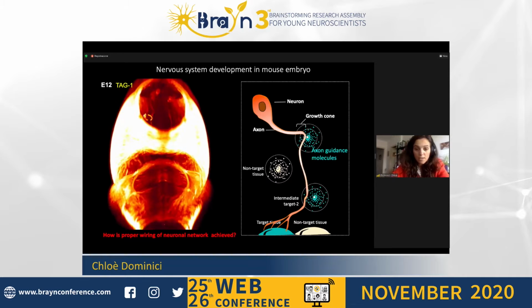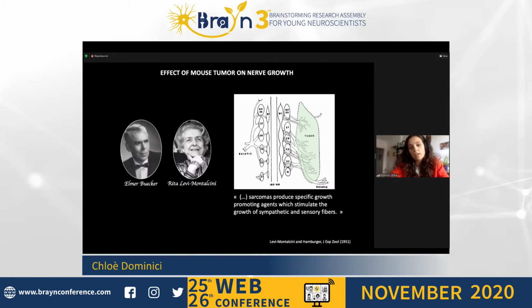Interestingly, such an interaction between axons and tumors was already shown 70 years ago by Elmer Bucker and Rita Levi-Montalcini. They were seeking new molecules that could make axons grow, so they grafted a tumor in a chick embryo. They found that tumors were able to attract nerves, and some newly formed axons appeared inside the tumor. So here we are again in an embryonic context where the nerves are very plastic. Could we find the same innervation in human adult cancer?